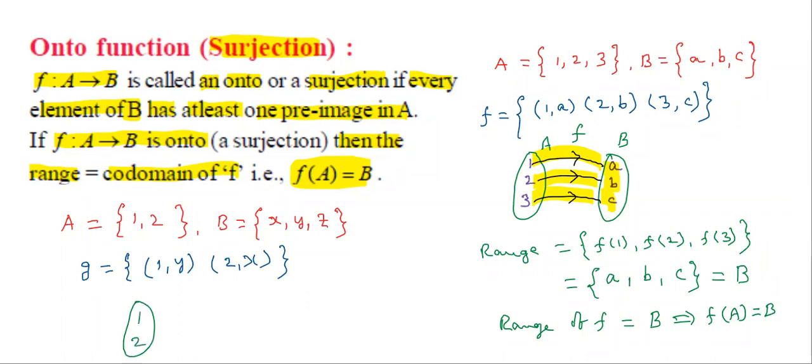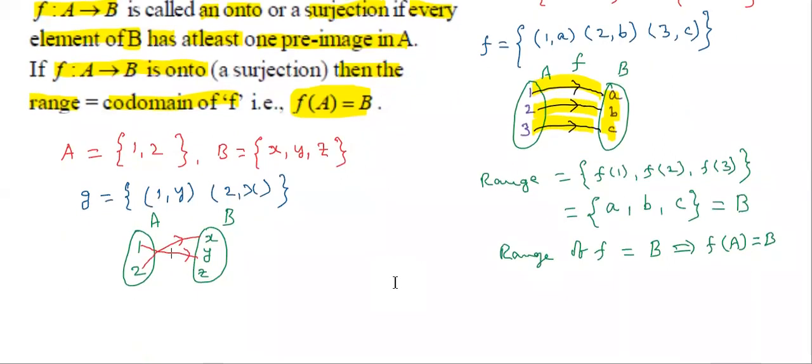1, 2, this is the A set. And next the B set: X, Y, Z. Now draw the mappings. 1 to Y, and 2 to X. See here, is this a function or not? It is one-one. Every different element of A has a different image in B. This is one-one. Is this onto or not?